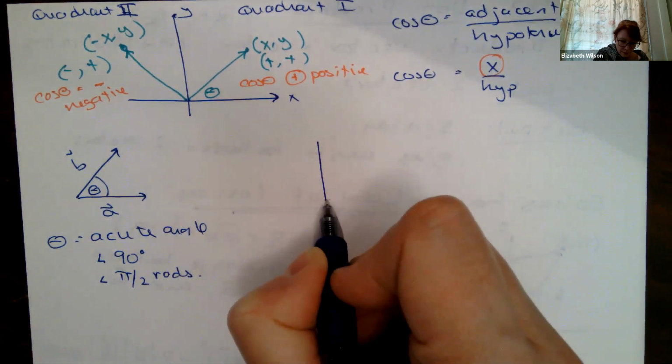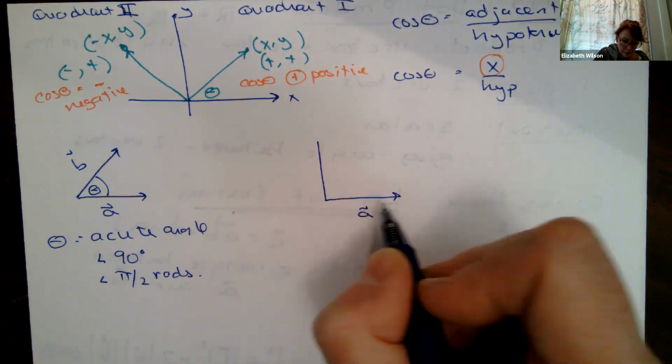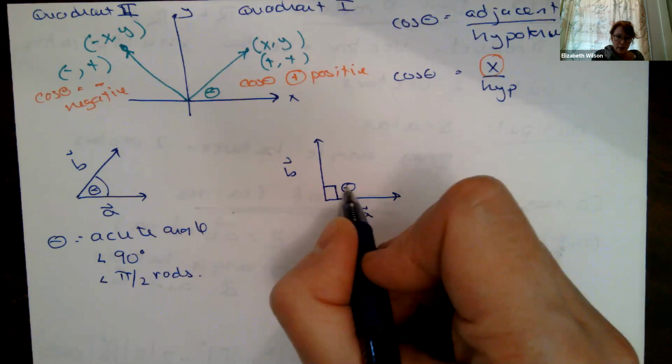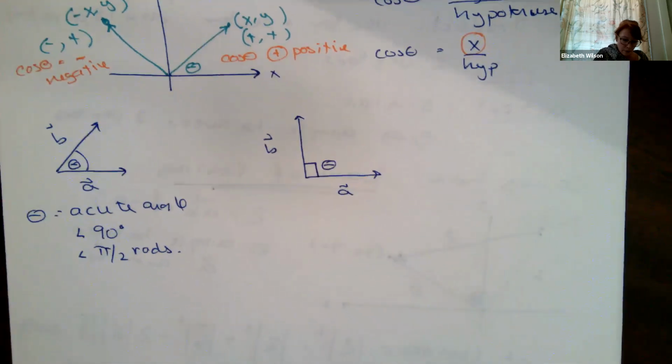Now let's say I've got my vector A and I have my vector B, and the angle between them is equal to exactly 90 degrees.